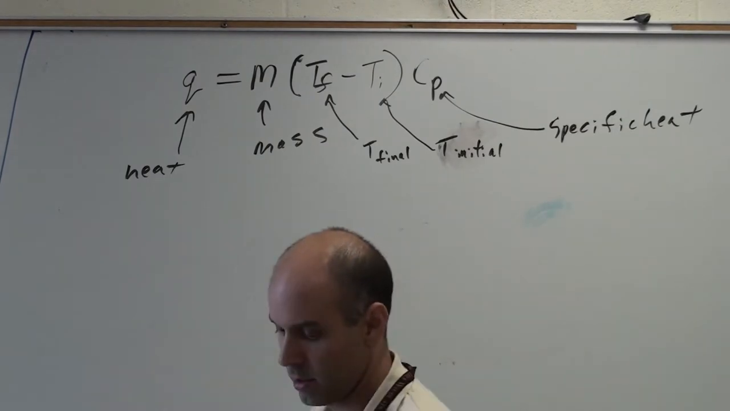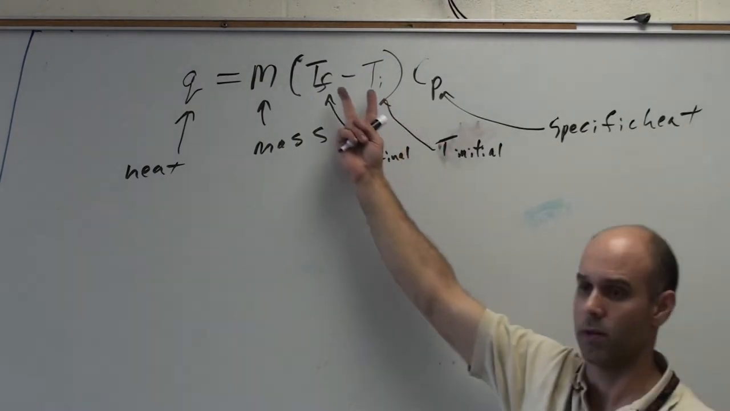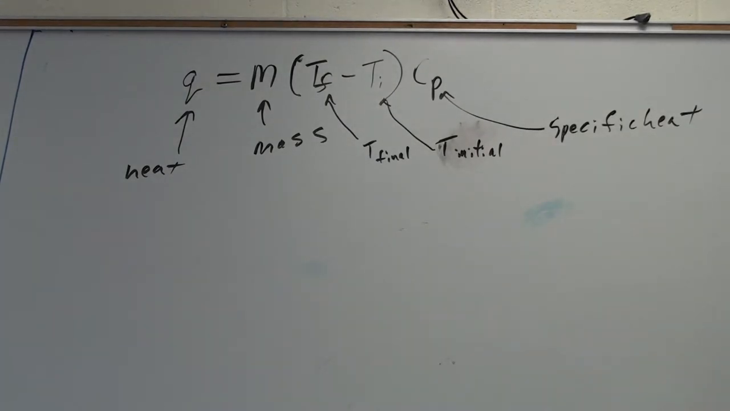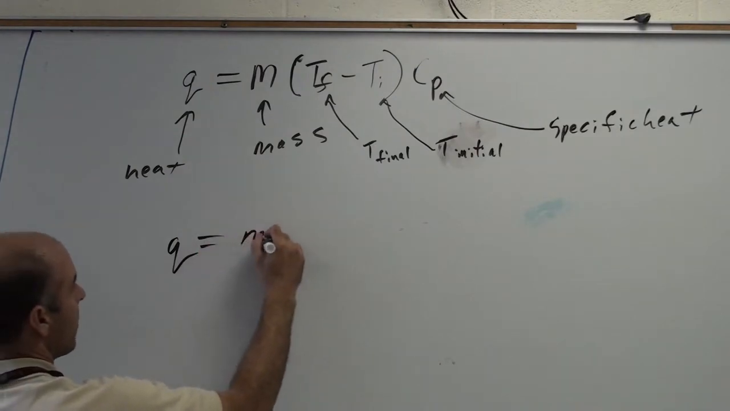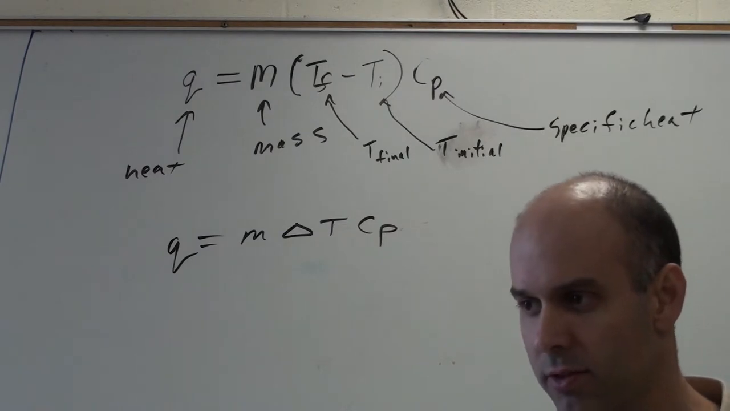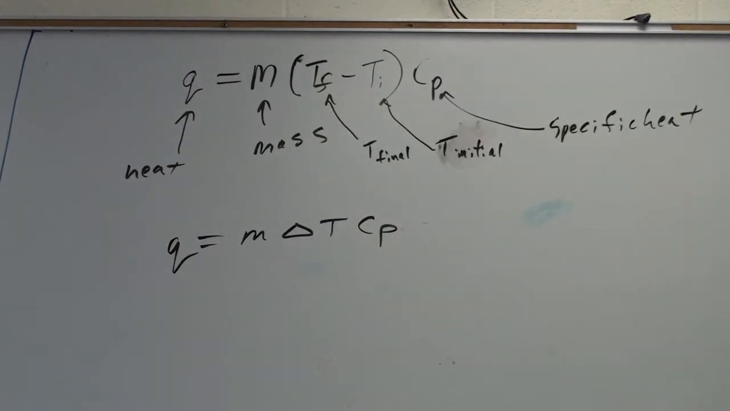Another way you can write this is anytime you have a difference, Joe, that's delta. So Q is equal to M delta T C_P. And delta T is always the final minus the initial. Okay? In science, if they say, well, take the delta, they mean take the difference, John. And it's always final minus initial. Always. Do not be led astray by others who say, well, sometimes it can be initial minus final. No, it can't. Do not listen to false prophets. It is always final minus initial. That's the official definition of delta, okay? Not initial minus final.